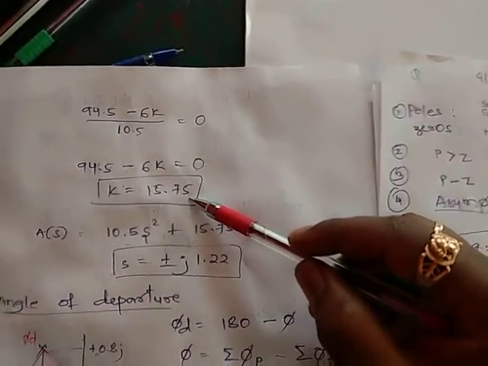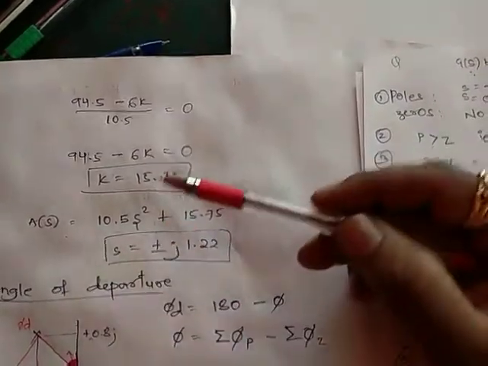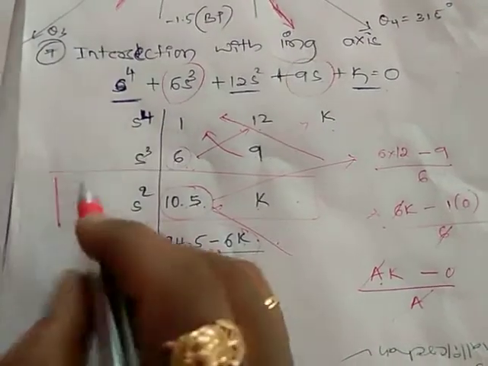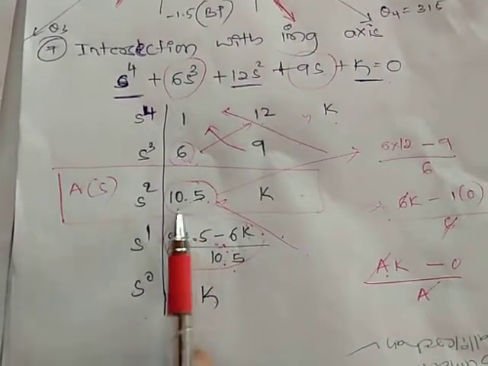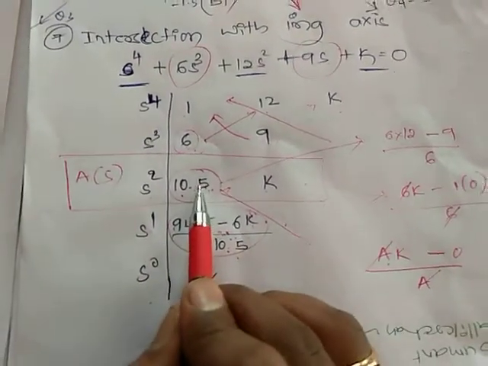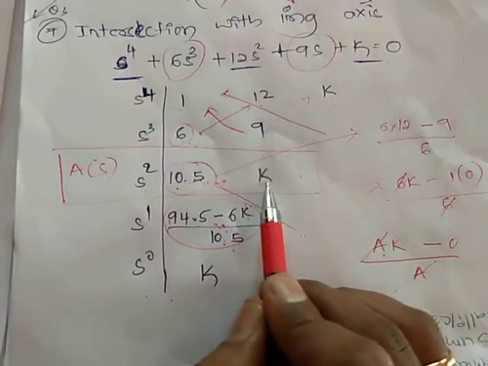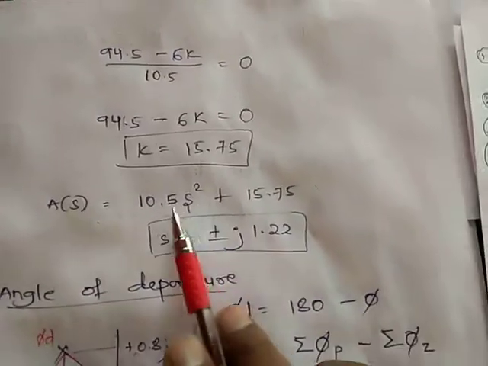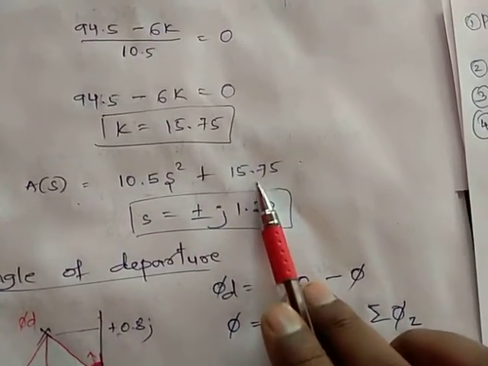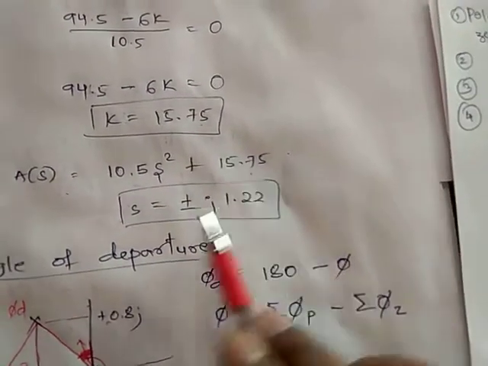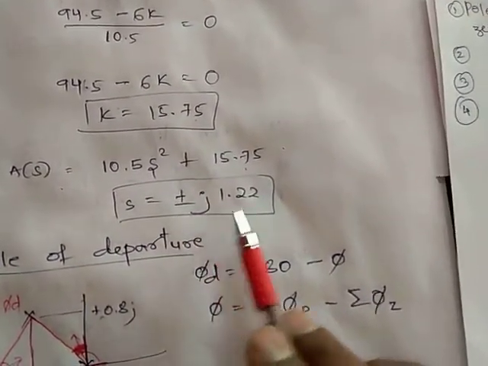Right? Then above this unsolved equation, you will be having auxiliary equation. Above this unsolved equation, you will be having auxiliary equation, 10.5 s square plus this will be s raised to 0. If this is s square, then here it will be s raised to 0. Okay, so 10.5 s square plus k. You can see here auxiliary equation equals 10.5 s square plus k, where k is 15.75. Then you will get s equals plus or minus j 1.2.